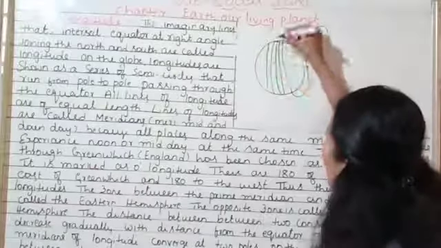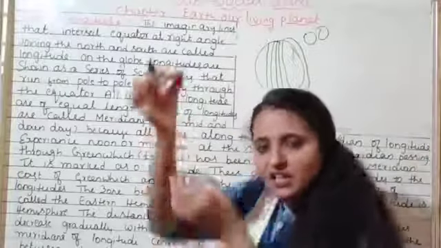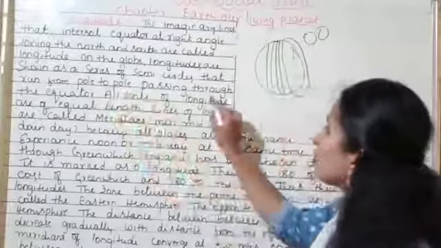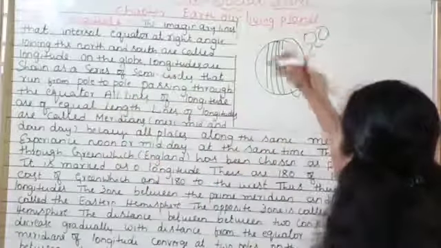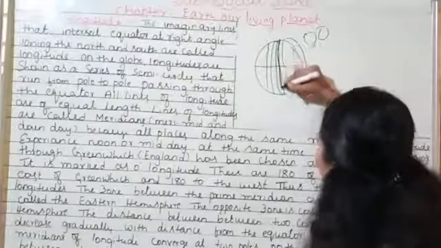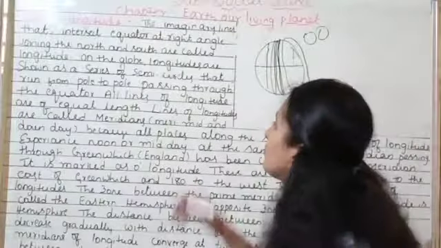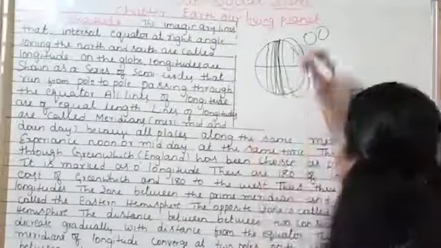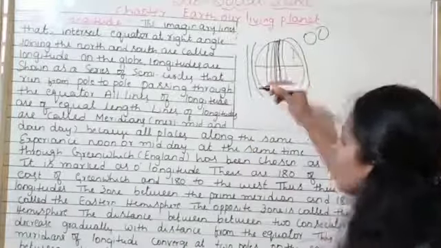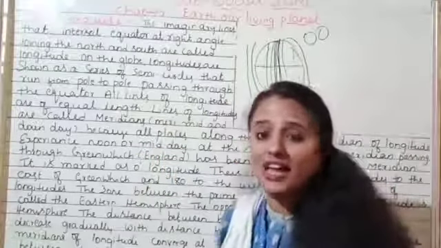From the north pole to the other pole, just a line is there. It is not a full circle, it is a half circle, only a semicircle. It runs from pole to pole, passing through the equator. All lines of the longitudes are of equal length. From here to here, if you observe, every longitude line is equal.